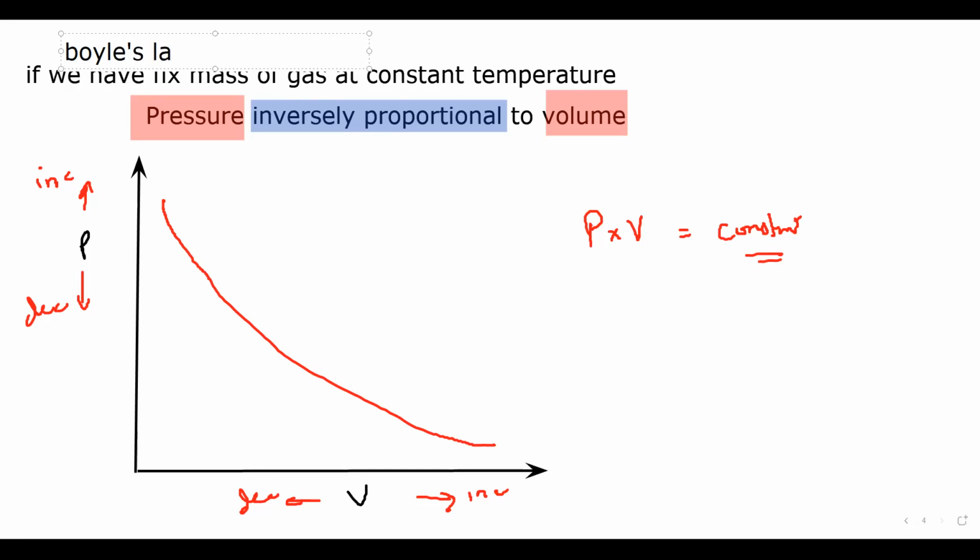What is the meaning of Boyle's Law? Boyle's Law states that if we keep the temperature constant and we try to increase the pressure, the volume of the gas will decrease. For example, I have a container.